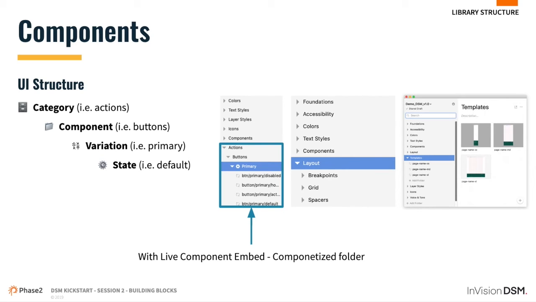With the live component embed feature, it can unlock the ability to group various states of a component together under a componentized folder. In addition to this, it may be helpful to upload things like page templates or larger elementals like breakpoints, column grid layouts, and standard spacing values to make for quick and consistent wireframing and UI design.